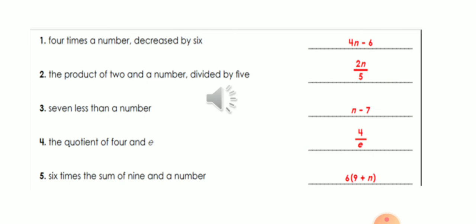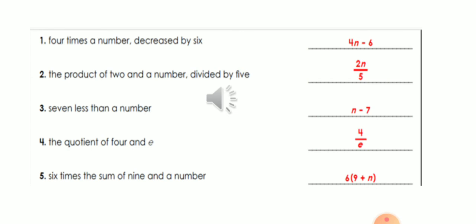The product of 2 and a number: 2 times a number, 2 times n. Divided by 5: the number divided by 5. 7 less than a number: I write the number first because 7 is less than this number. So I write the number, denoted by the letter n, then minus, then 7. The quotient of 4 and e: quotient means division. Make 4 divided by e.